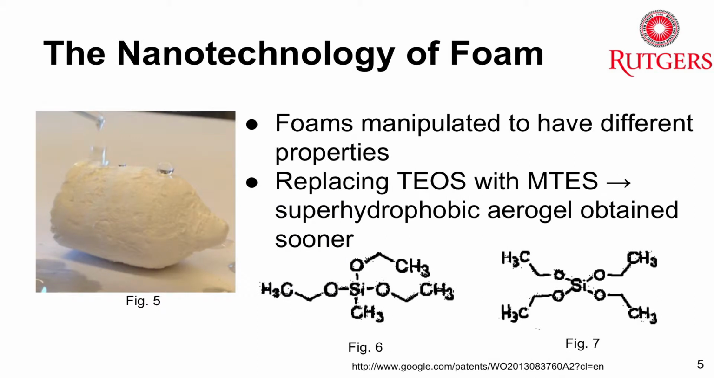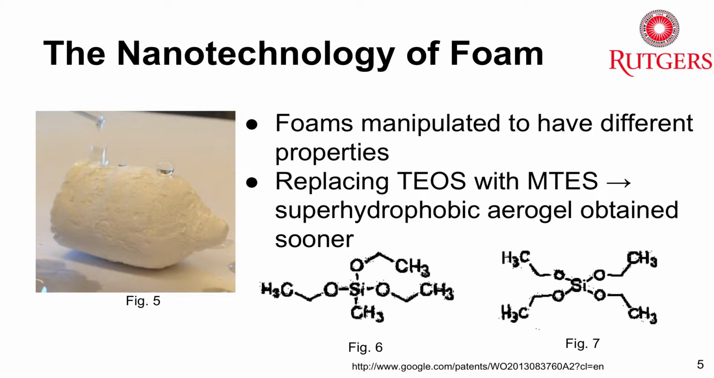Now, the foams that we make can be manipulated in many different ways, depending on which chemical precursor you use or which catalyst you use. For example, silica aerogels, which are a very common type of aerogel, are made by using colloidal silica or tetraorthosilicate, also known as TEOS. The aerogels that result from TEOS precursors are hydrophilic. However, if you replace TEOS with methyl-triethoxysilane, MTES, then you get a superhydrophobic aerogel.